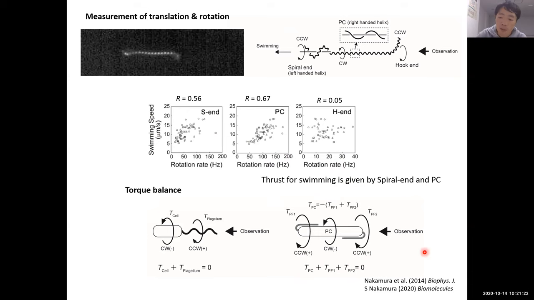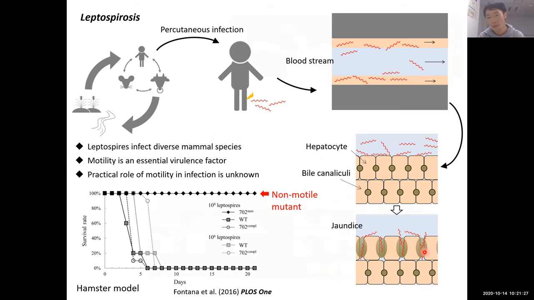So, move to leptospirosis. This is a disease caused by Leptospira. Leptospira infect diverse mammalian species, for example, of course, humans and monkeys, dog and rat, mouse, and bovine, pig and so on. And they live in various different environments, soil and fresh water. However, they dislike the ocean. So the natural host is rodents. And Leptospira colonize in the kidney and are shed with their urine to the environment.